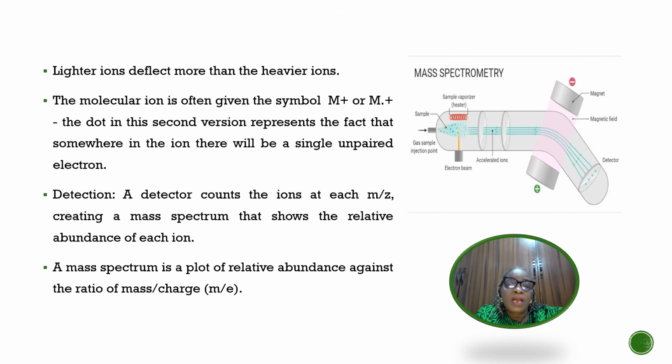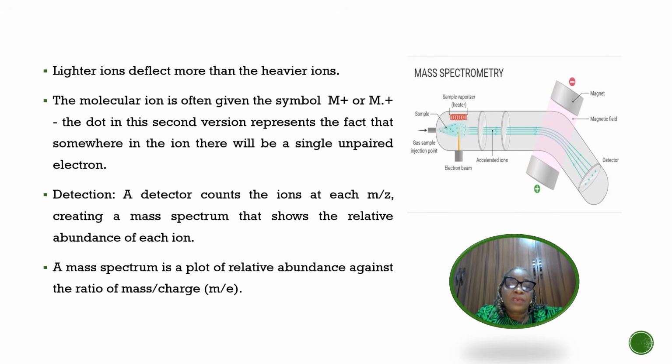The molecular ion is often given the symbol M plus or M dot plus. The dot in this second version represents the fact that somewhere in the ion there will be a single unpaired electron. That's one half of what was originally a pair of electrons. The other half is the electron which was removed in the ionization process.